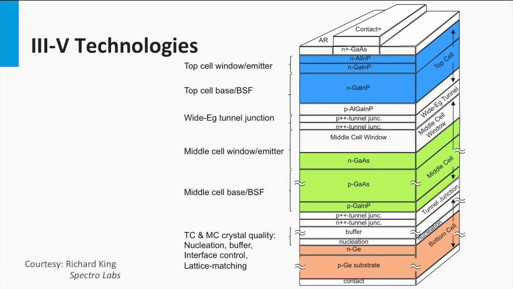Here you see an illustration of one of the typical 3-5 triple junctions. It is based on a low bandgap material, a germanium substrate wafer. Note that germanium has a bandgap of 0.67 electron volts. The middle cell is based on gallium arsenide and has a bandgap of 1.4 electron volt. The cell at the top is based on gallium indium phosphide with a bandgap in the order of 1.86 electron volt.